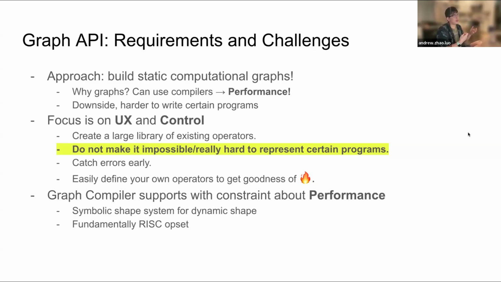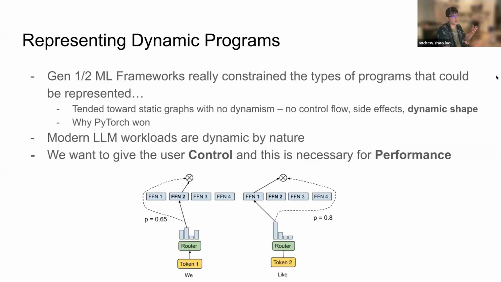The other thing to highlight about the graph API is we actually don't want to make it impossible to represent certain types of programs. And here I'll get on my soapbox and talk a little bit about maybe some of the problems with the first generation of ML frameworks or compilers in the past. And that is they tended to want very, very little dynamism at all, not just dynamic shape, but things like control flow were limited, and side-effecting operations, the representation of those or support for those, were relatively poor.